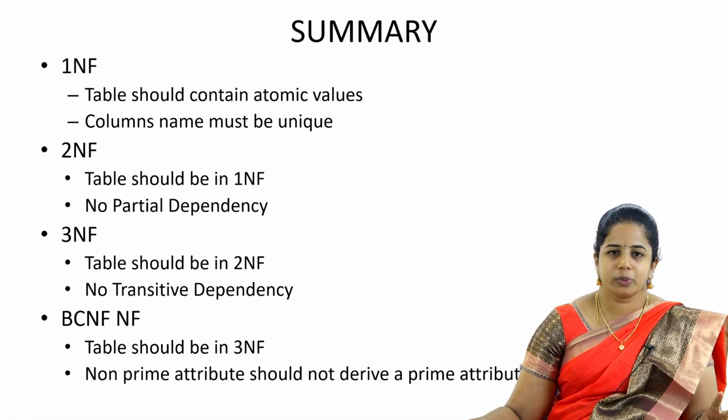If a table is said to be in second normal form, first it should be in first normal form and there should be no partial dependencies. If a table is said to be in third normal form, it should already be in second normal form and no transitive dependencies should occur. And if a table is said to be in Boyce Codd normal form, it should already be in third normal form and non-prime attributes should not derive prime attributes.